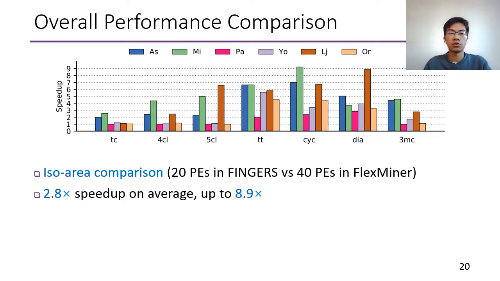We next demonstrate the full system performance improvements of Fingers over FlexMiner with additional coarse-grained parallelism at the PE level. We compare a 20 PE Fingers chip with a 40 PE FlexMiner chip for an ISO area evaluation. Overall, Fingers achieves on average 2.8 times and up to 8.9 times speedup over the baseline. The impact of different graphs becomes more significant.